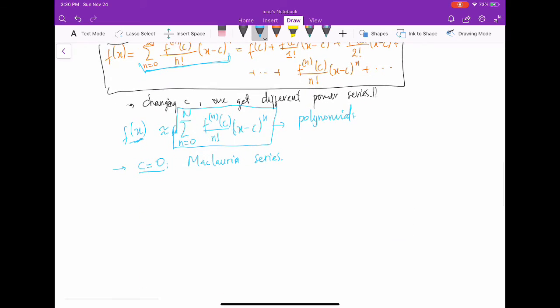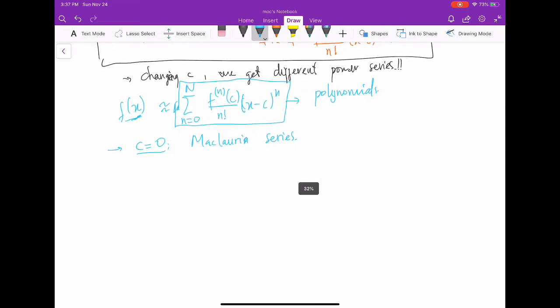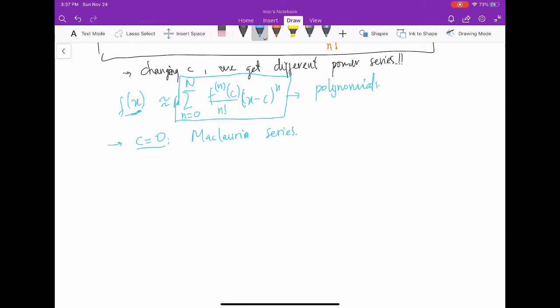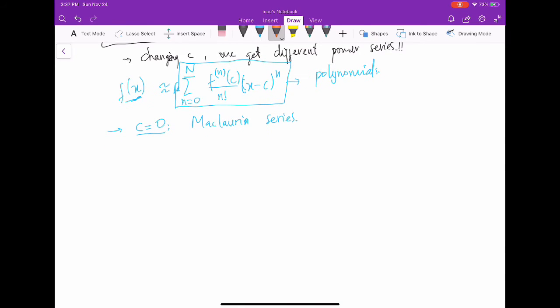Let me remind you of the most important problem in this topic, and then we finish the review, okay? The most important problem in here is to find the interval of convergence.